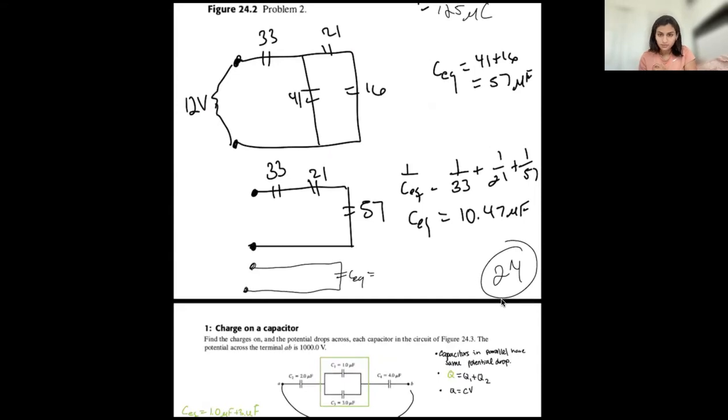Oh, you guys can't see it? Why can't you guys see that? I'm so sorry.